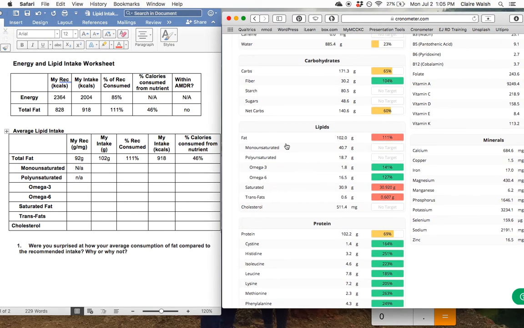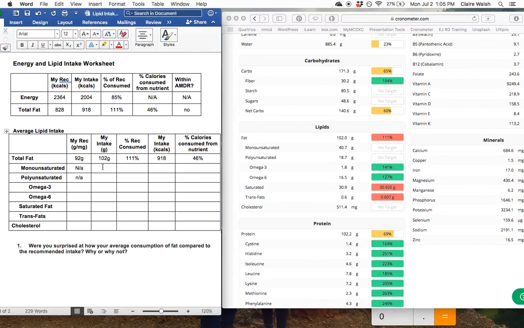So monounsaturated fat, I consumed 40.7 grams. I'm going to go ahead and round that to 41. Polyunsaturated, consumed 18.7 grams. I'm going to go ahead and round that to 19 grams. Omega-3 fats, I consumed 1.8 grams. Since we measure that in such small quantities, I'm not going to round omega-3 fats. Omega-6 fats, I consumed 16.5 grams.